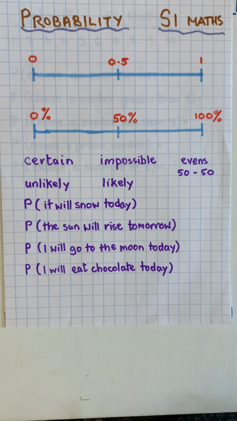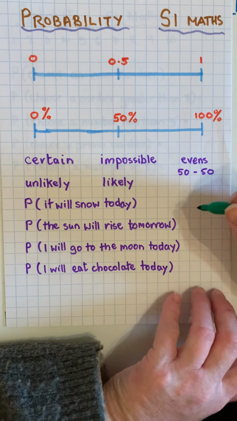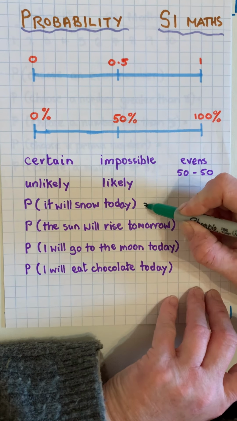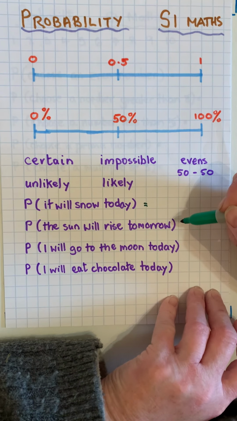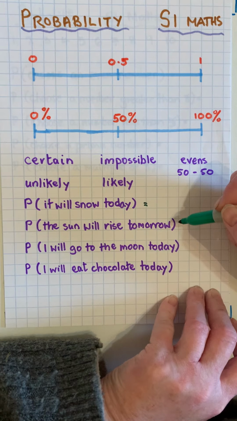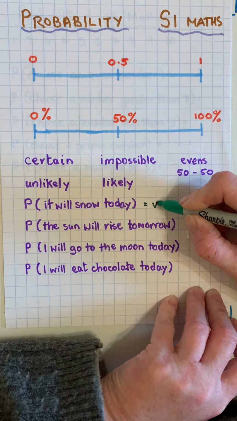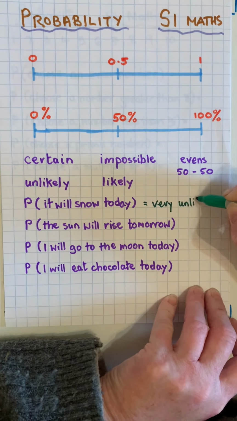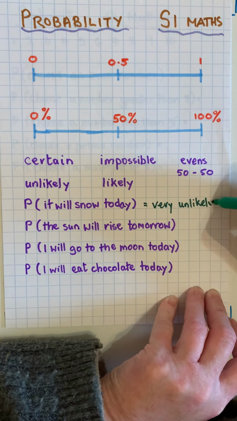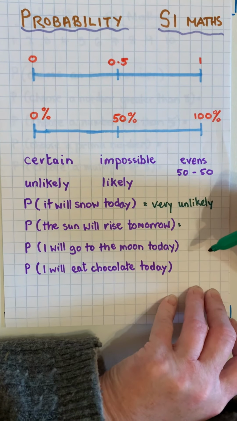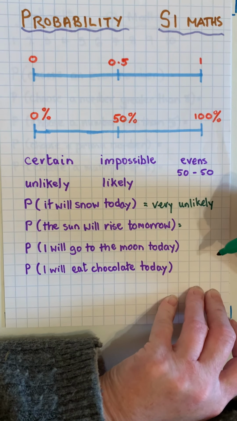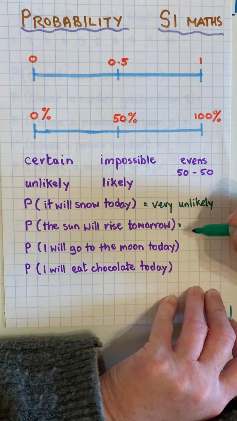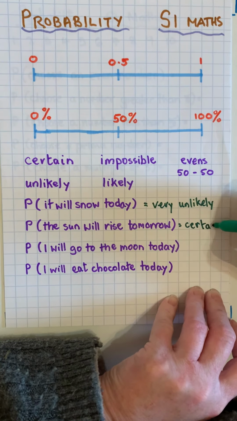What is the probability it will snow today? I would say that's very unlikely. I wouldn't say it's impossible because with our weather, you never know. So I'm going to say that it's very unlikely. What is the probability the sun will rise tomorrow? That is certain. The sun has to rise tomorrow.